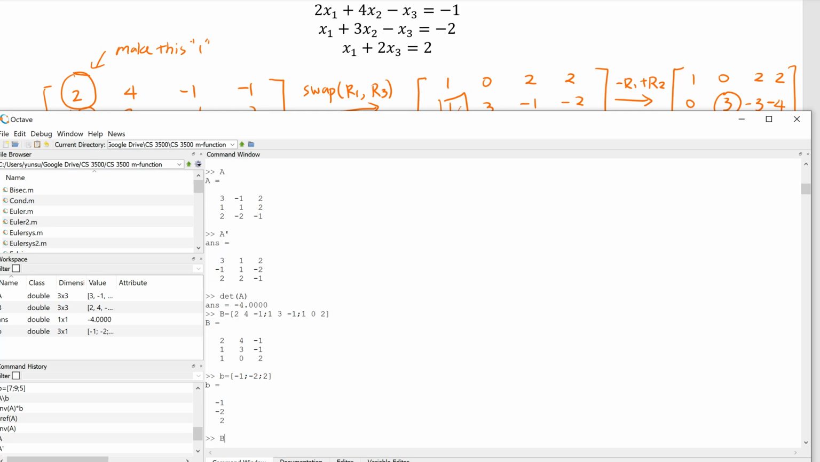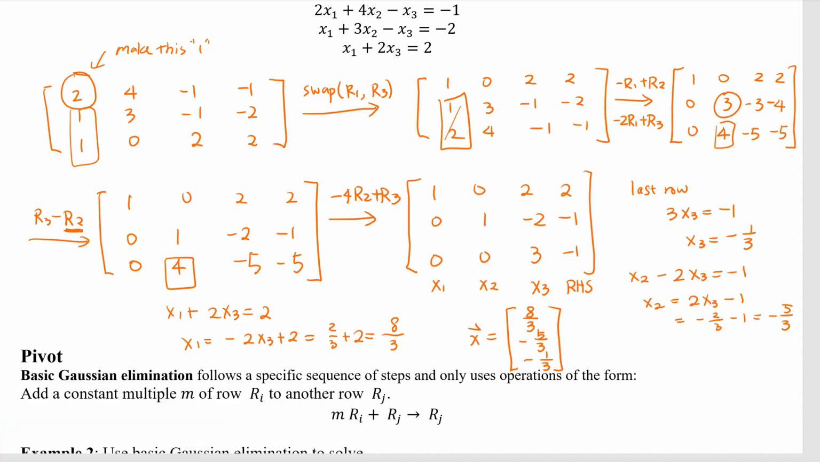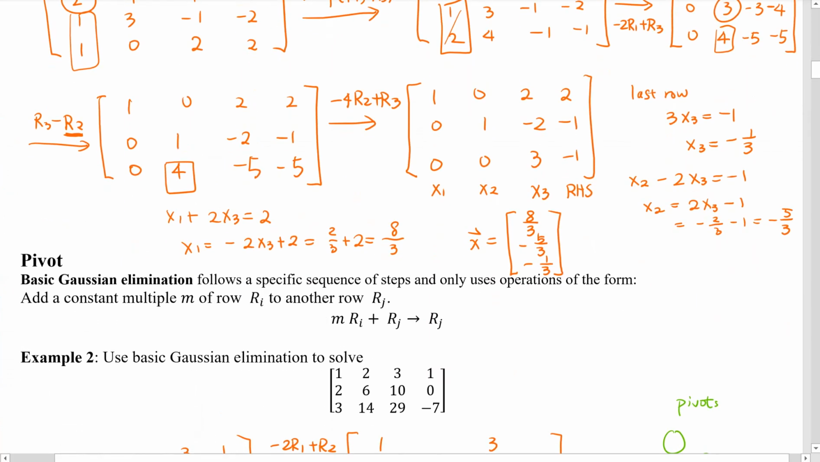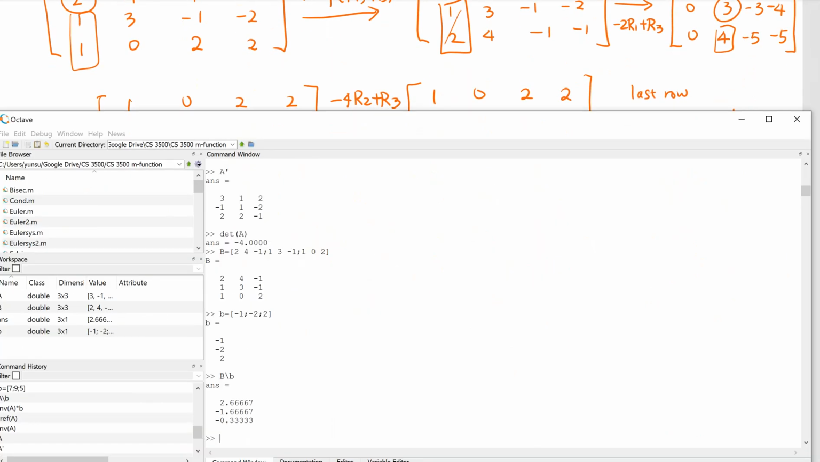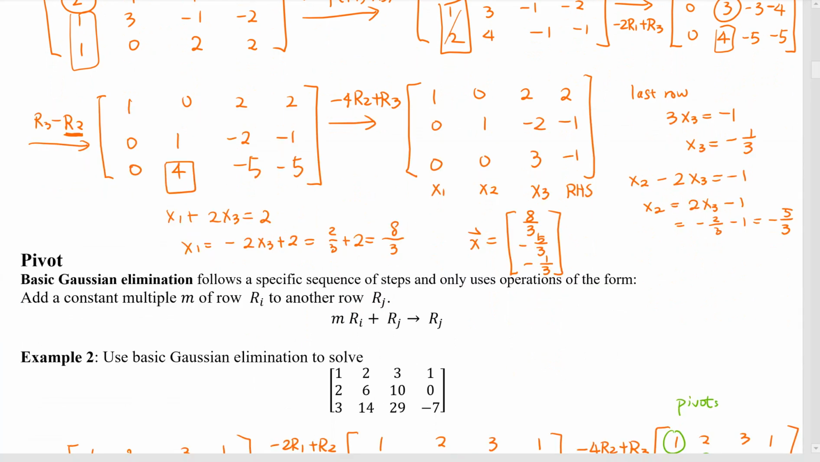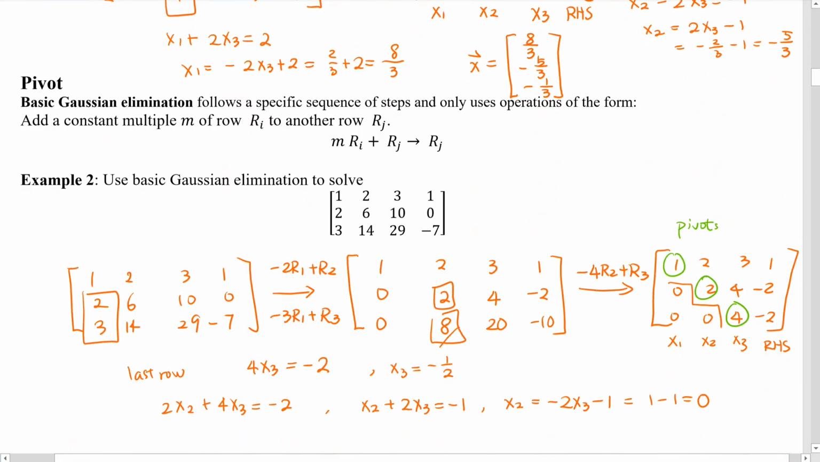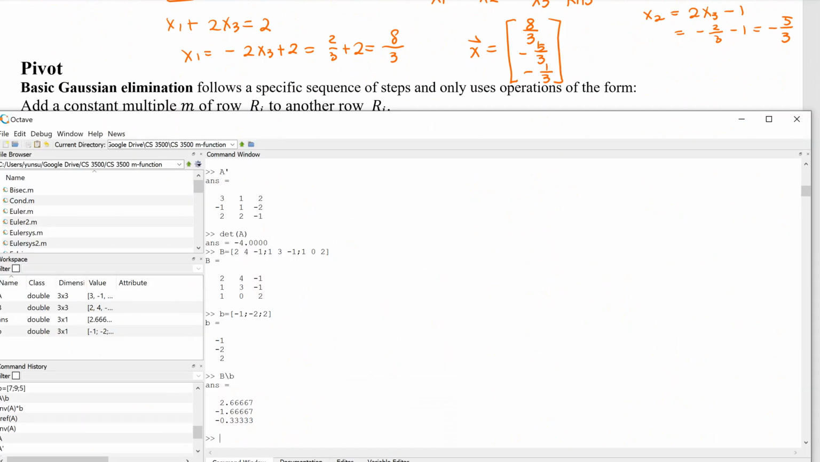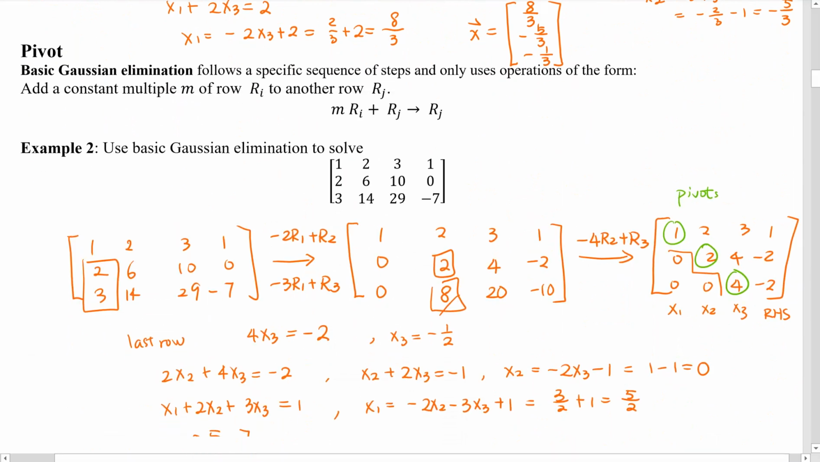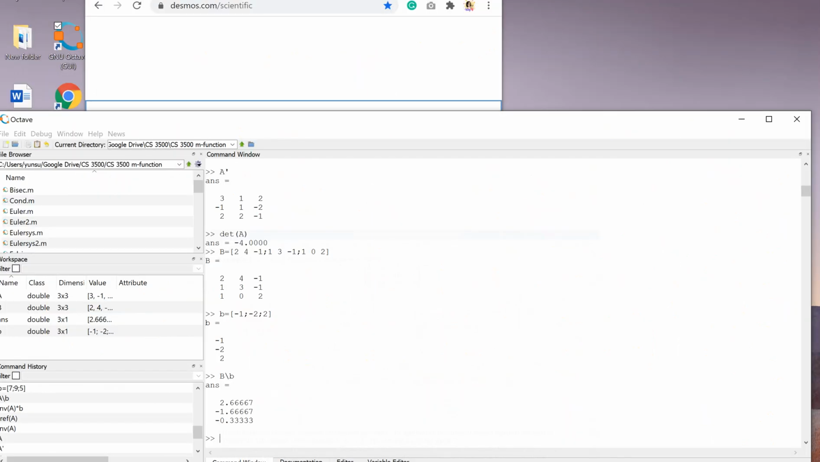We use B slash b. So the answer is 2.666, which is actually 2 2/3, or 8/3. And then we have minus 1.66666, which is actually negative 5/3. And this last one, minus 0.3333, is actually minus 1/3. So far so good, everybody? So yeah, we can use MATLAB to check our work.